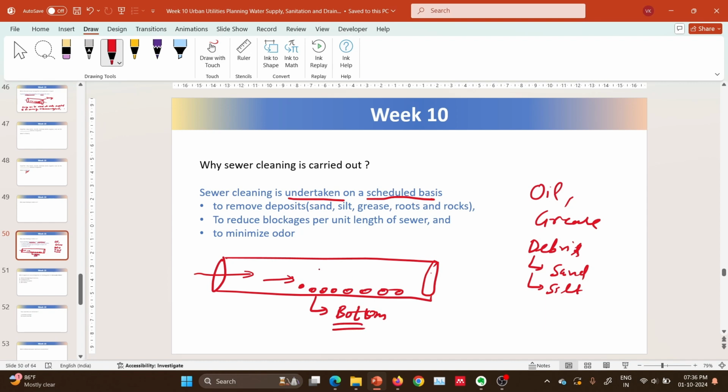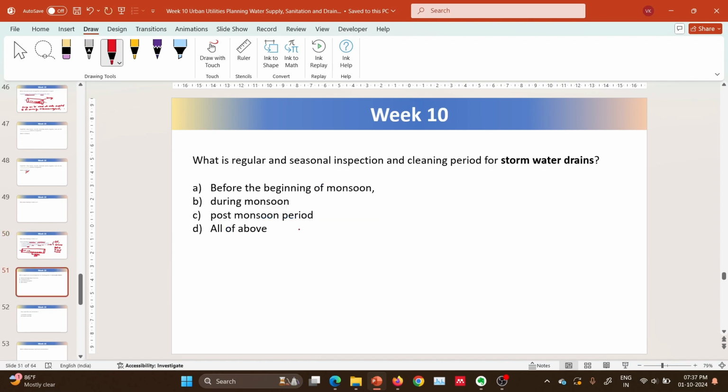So that's why sewer cleaning is done. Second, to reduce blockages per unit length of the sewer, as oils and grease may cause blockages. And to minimize the odor. If we clean the organic matter, then we can reduce the odor. That's why the cleaning is carried out.